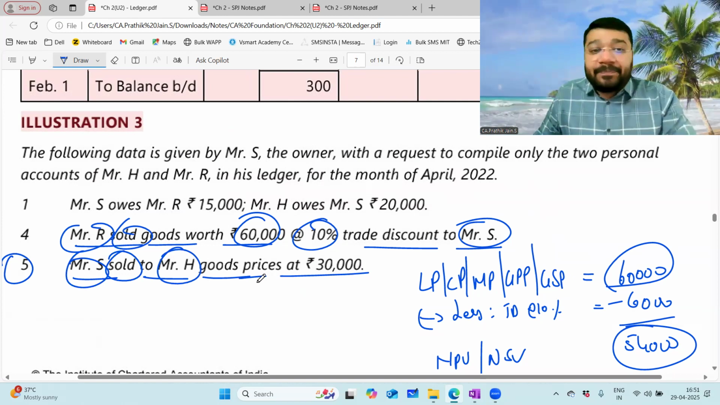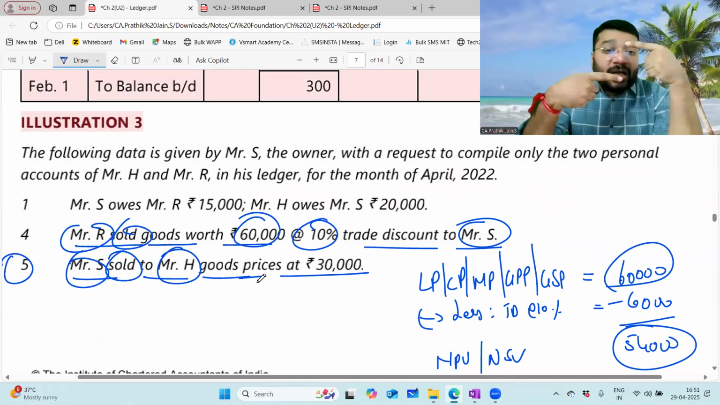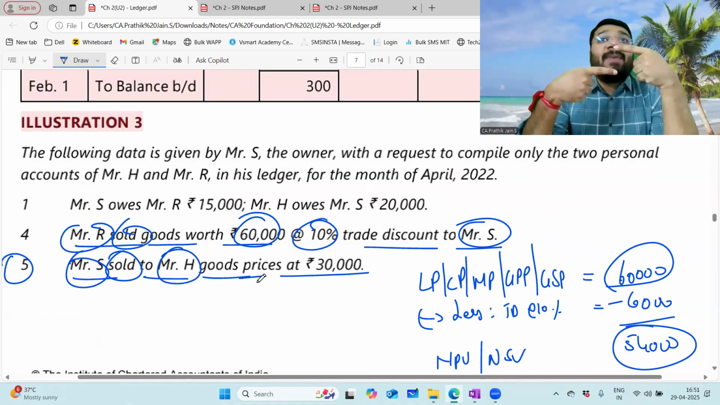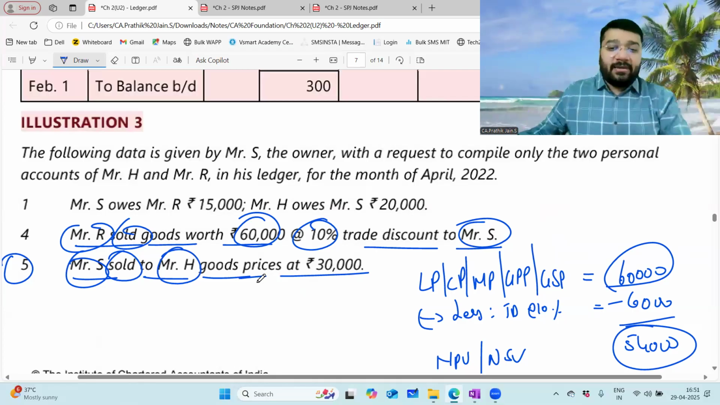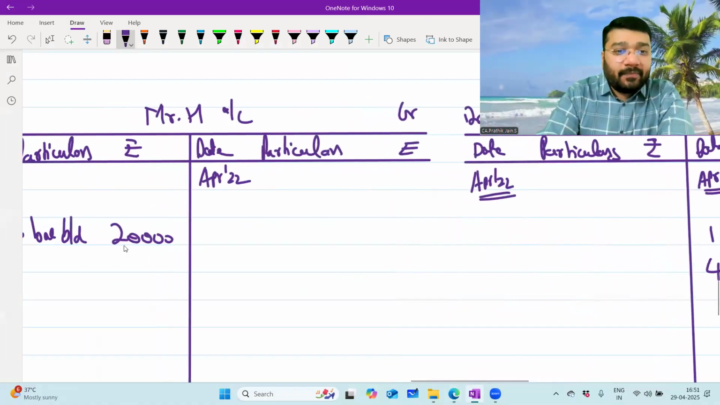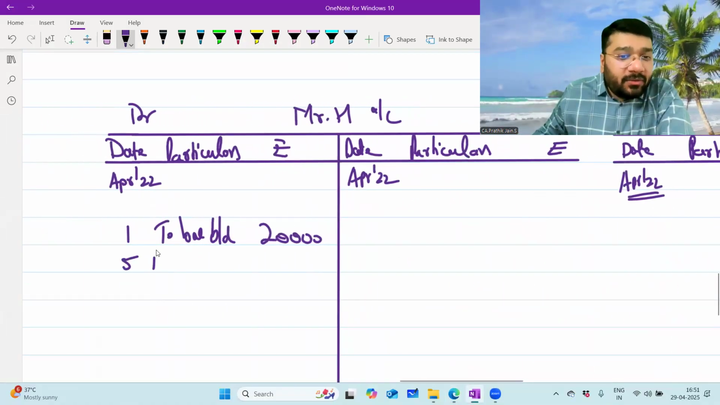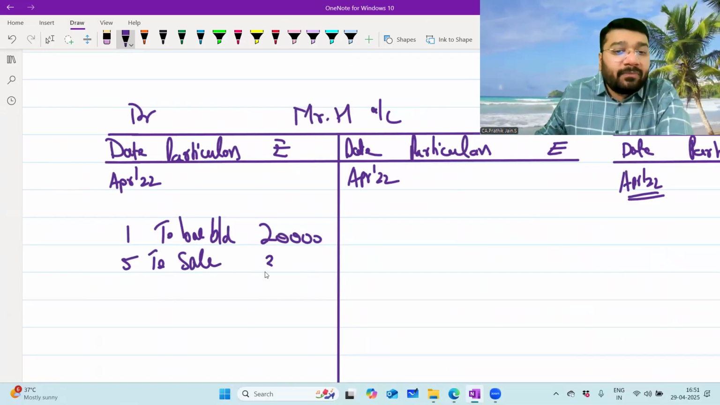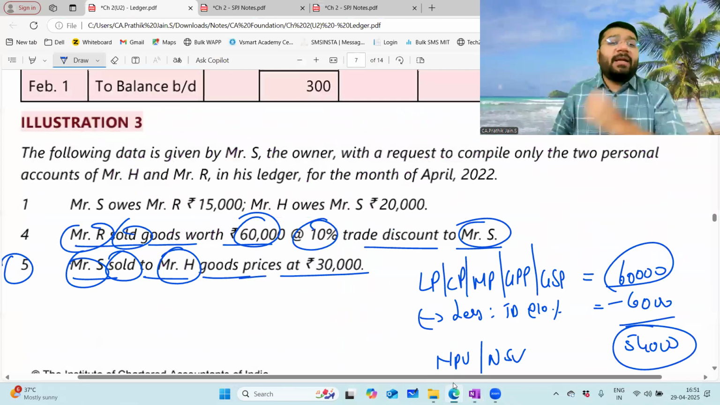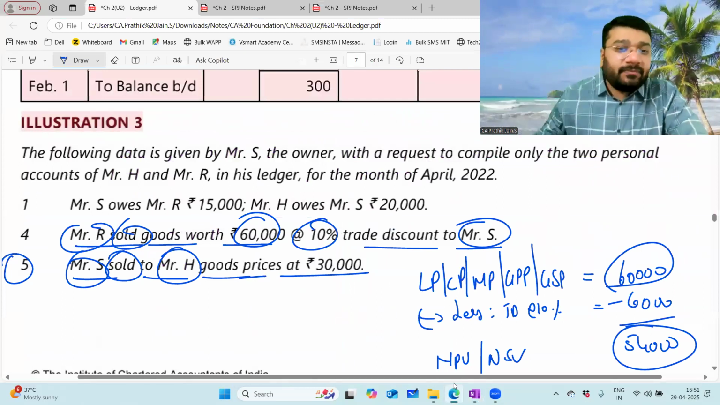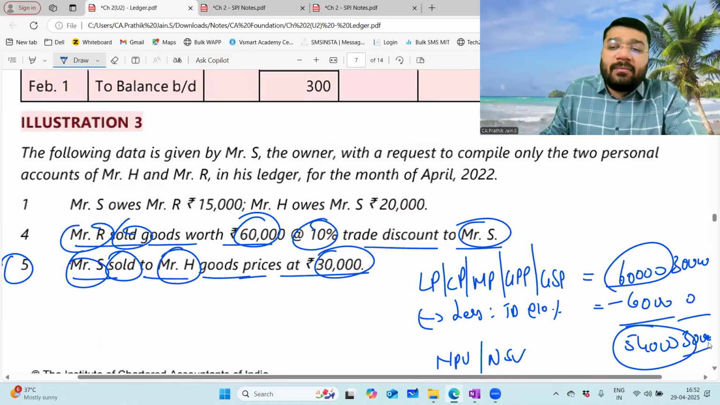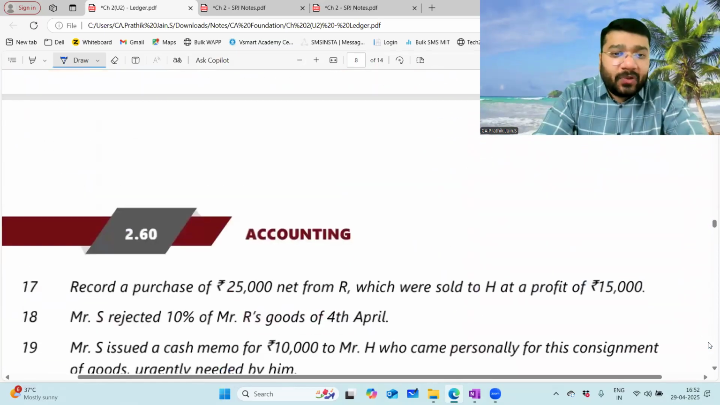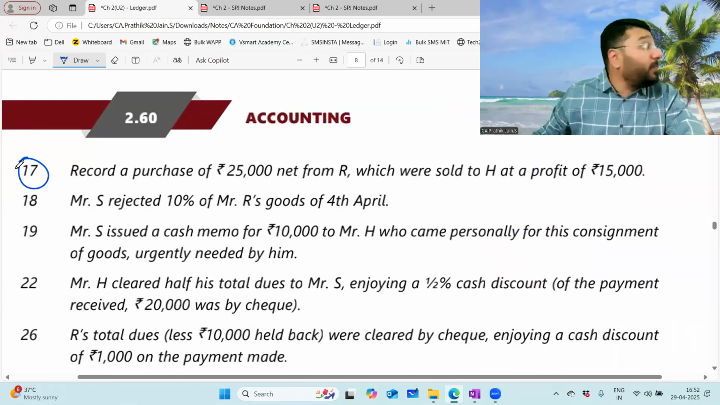So what is a credit sale entry? Debtor to sale. Who is debtor here? H. So H account debit to sale. Sale, I've credited it because it is my income. To increase income, credit. H is asset. To increase asset, debit. So in H account, to sale, 30,000. There's no trade discount here, so nothing to worry. Directly you can record at the net price. If 30,000 is the gross price and no trade discount, this automatically becomes my net price.